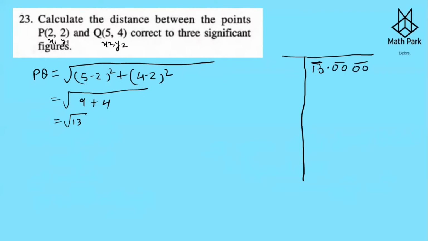So we look for the perfect square which is less than 13. It is 3 square, which is 9. So we start with 3. 3 3s are 9. So we subtract 13 minus 9, we get 4. We add this 3 down. So 3 plus 3, you get 6. We bring these 2 zeros down. So now we have 400.